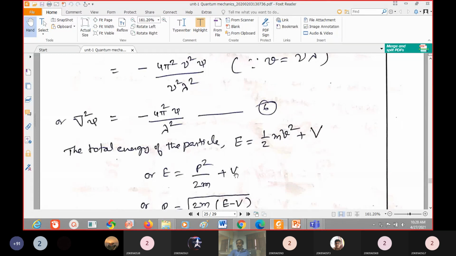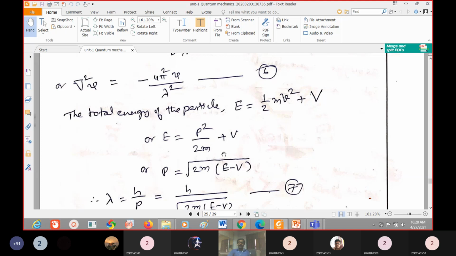Okay, this is the potential here. Now I will bring this potential to this side, so this will become E minus V. And if you multiply with the denominator, E minus V into 2m, so p is equal to under root of 2m into E minus V. So this is the momentum.